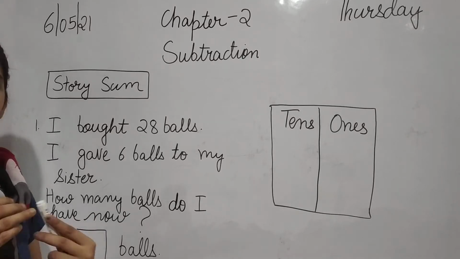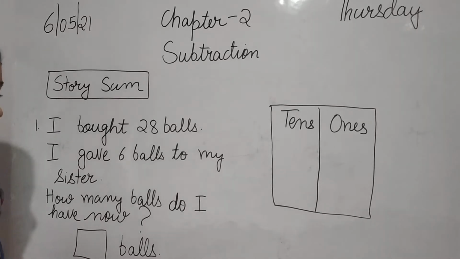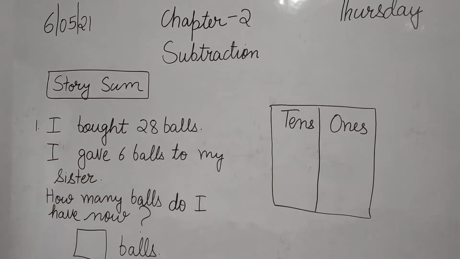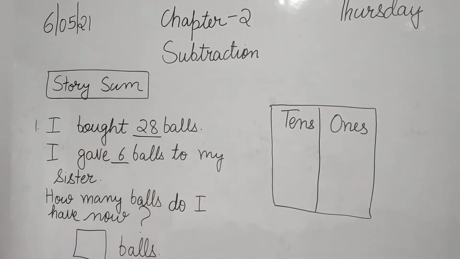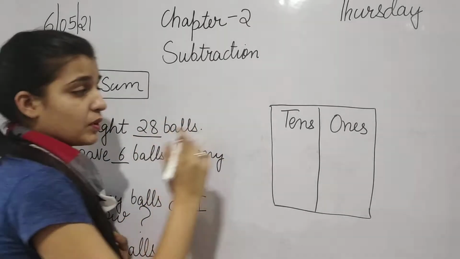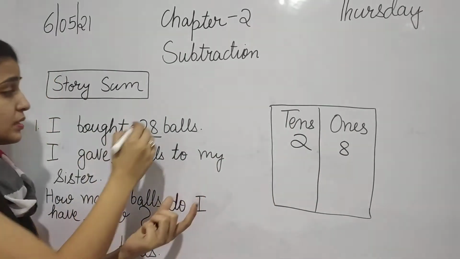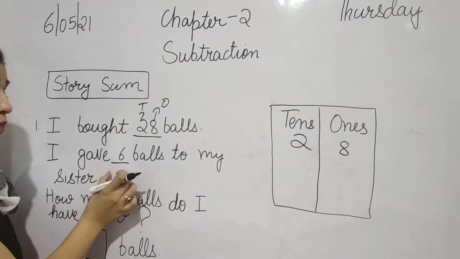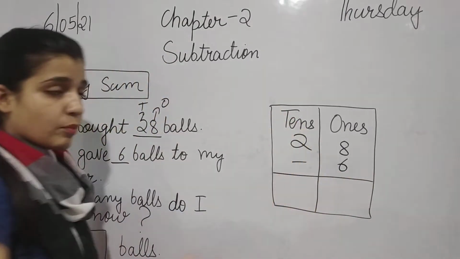So it means, students, we have to subtract the balls, right? So let's start the subtraction of 28 and 6. First of all we will write 28. After that we will write 6. So write 28 in the table, 2, 8. Why have I written 2, 8 here? Because 8 is ones and 2 is tens. Right? After that we will write 6. So write 6 here. This is the sign of subtraction.